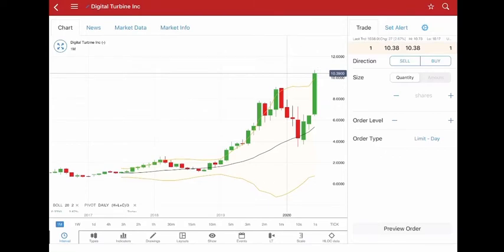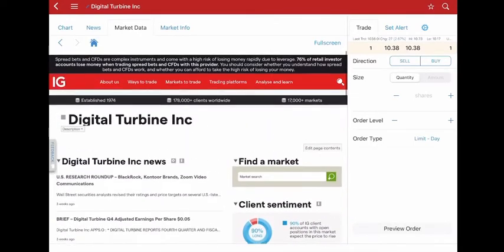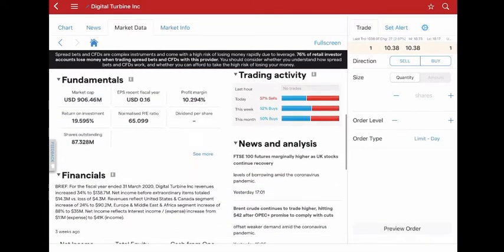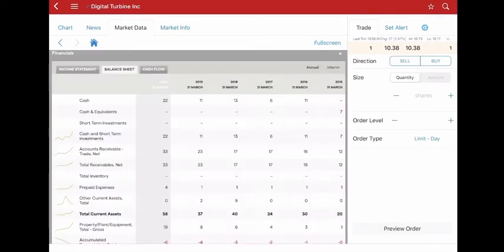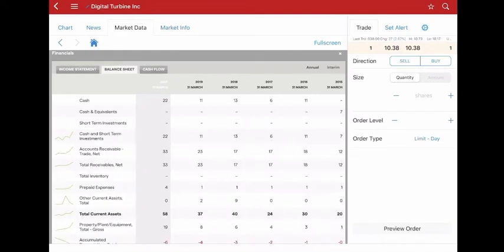If you go to market data, initially it will take you to the details of the company, the description of the company, what it does. It also gives you the fundamentals and the financials. So I go to the balance sheet. The financials give me the income statement, the balance sheet and the cash flow.